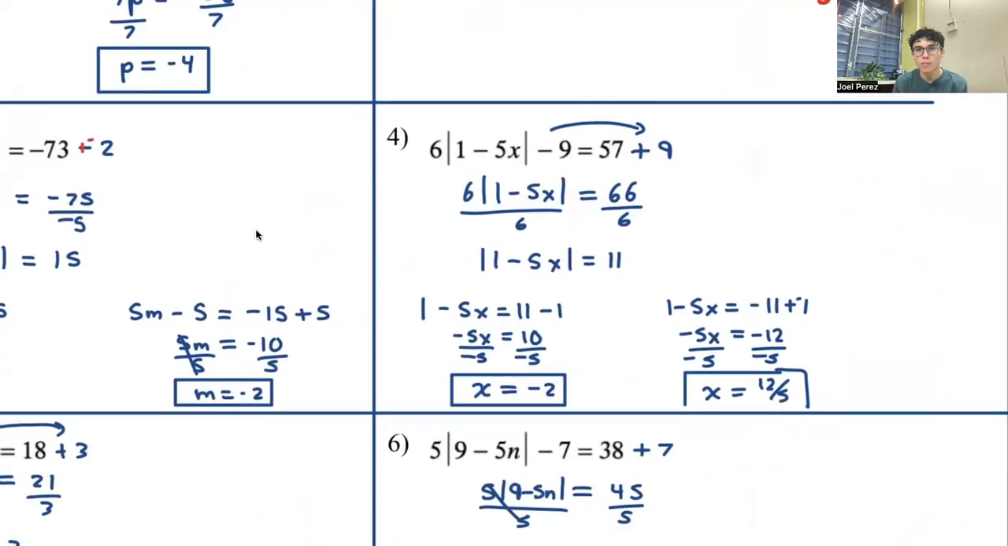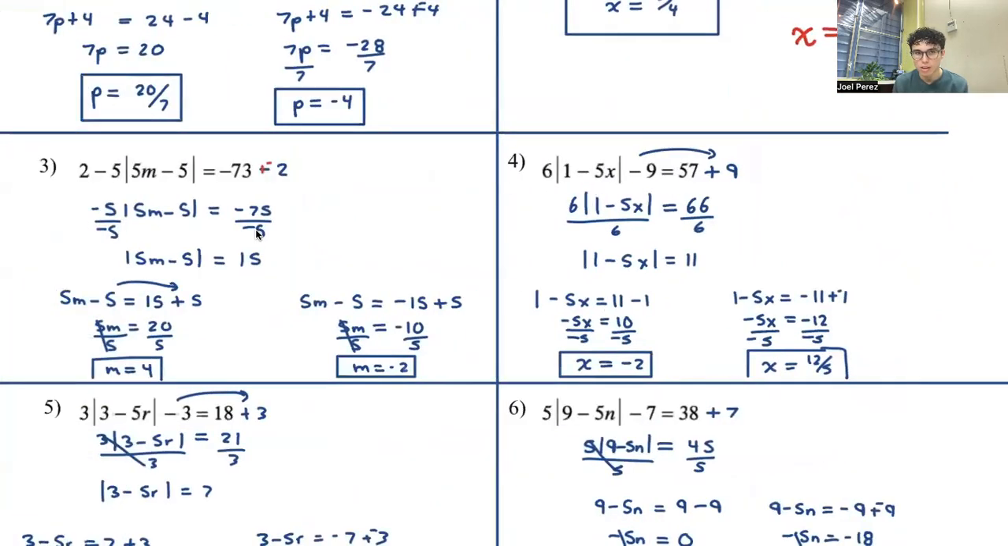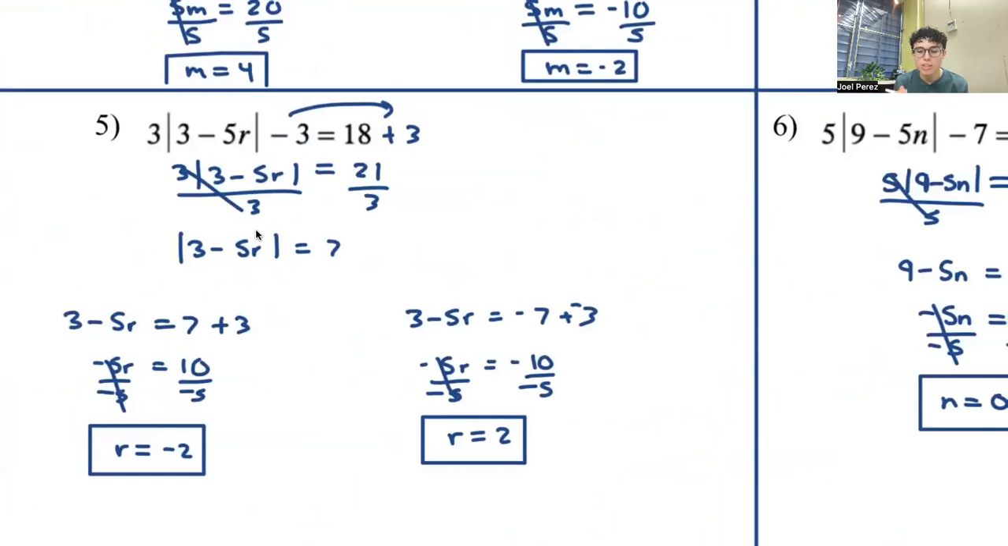On number 4, what you have to do is move the 9 to the right side. It will be 66 divided by 6 equals 11. You do one with +11, and then you do the other one with -11. That's going to be your two values right here. And this, it will equal x equals -2, and x equals 12 over 5. In number 3, you do exactly the same. Just move the 3 to the right side. It will be 18 plus 3.